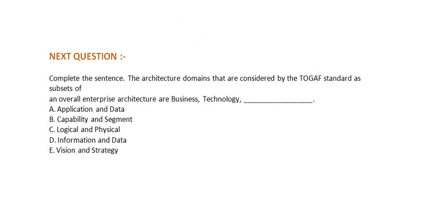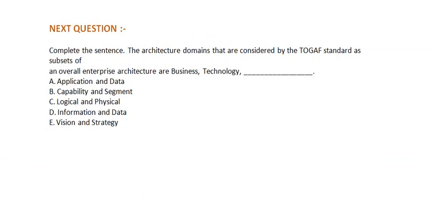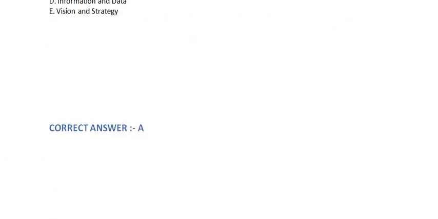Next question is, complete the sentence. The architecture domains that are considered by the TOGAF standards as subsets of an overall enterprise architecture are business, technology. Option A, application and data. Option B, capability and segment. Option C, logical and physical. Option D, information and data. And option E, vision and strategy. The correct answer is option A.